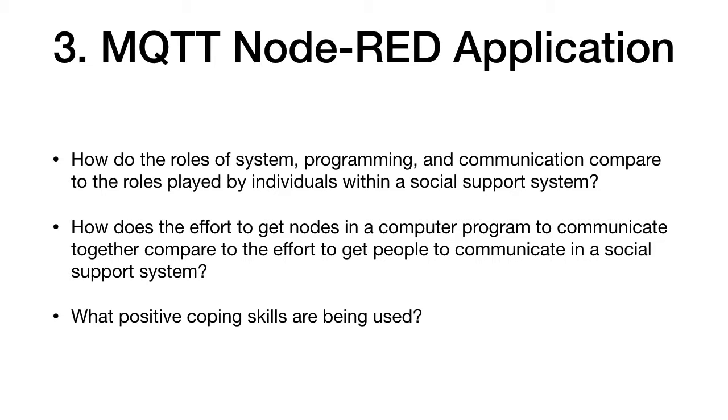How do the roles of system, programming, and communication compare to the roles played by individuals within a social support system? How does the effort to get nodes in a computer program to communicate together compare to the effort to get people to communicate in a social support system? And finally, what positive coping skills are being used?